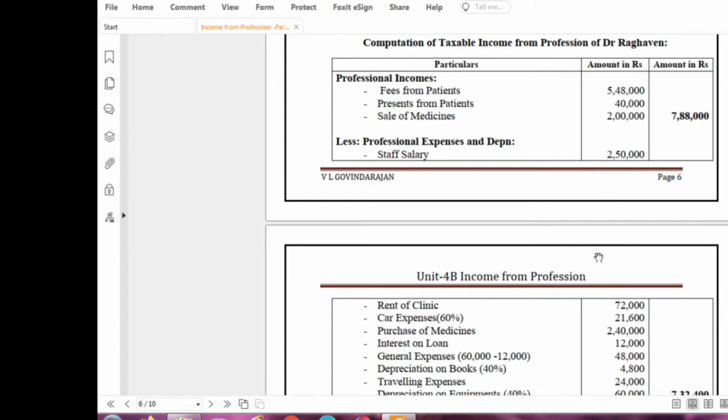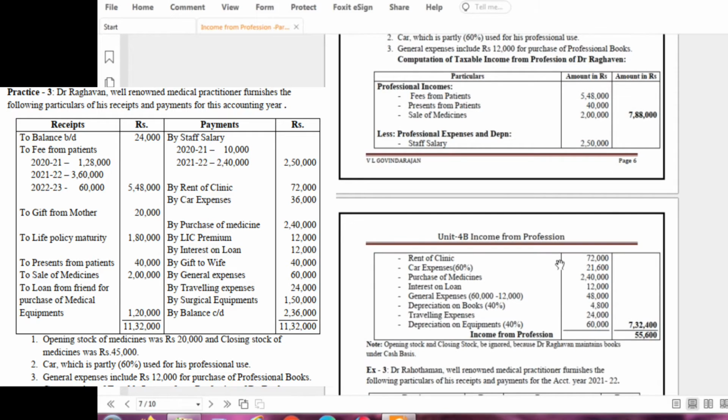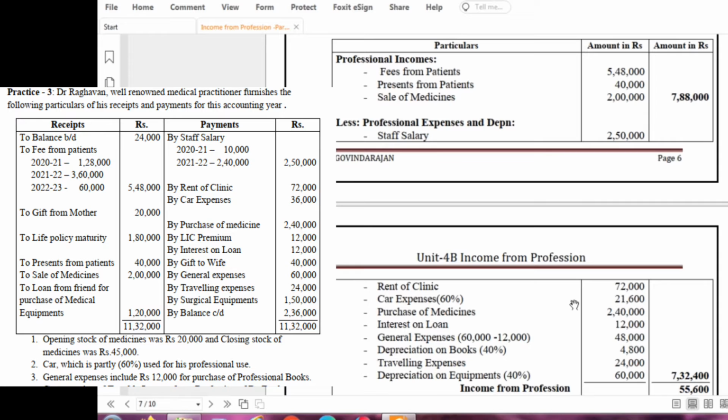First of all, we have to consider the professional income. Fees from the patients, 5,48,000, fully taxable. The gift from mother is ignored. Life policy maturity is ignored. Presents from patients, 40,000, fully taxable under professional income. Next is sale of medicine, 2 lakh. Next, loan from friend. It is a capital receipt. It is a liability, it is not an income, so leave it. So totally 7,88,000 was his professional income.